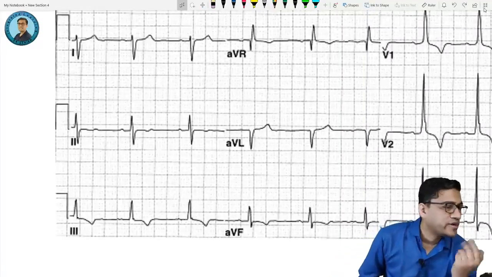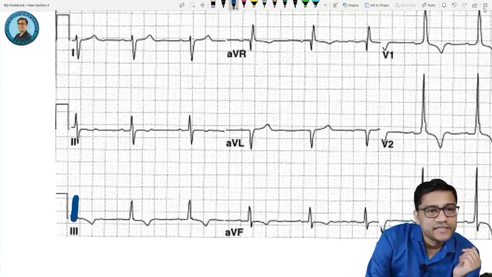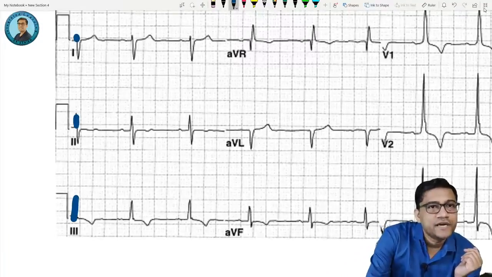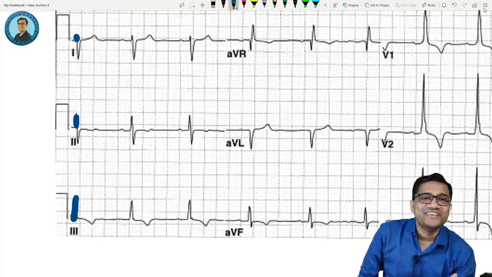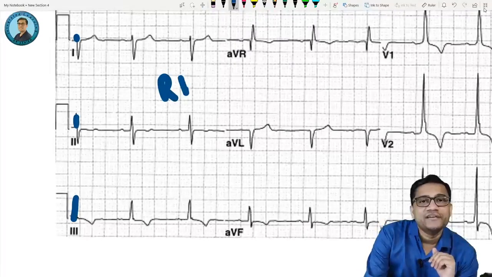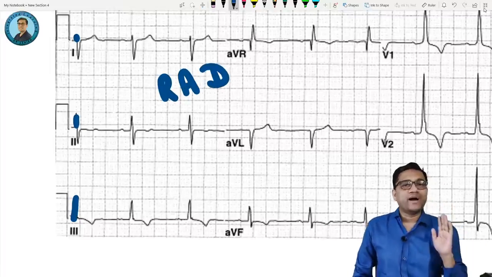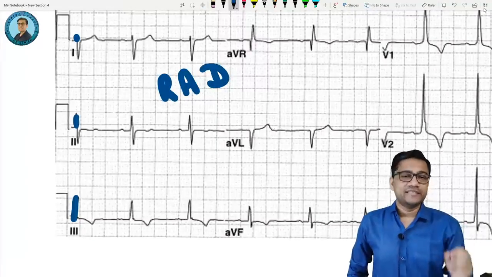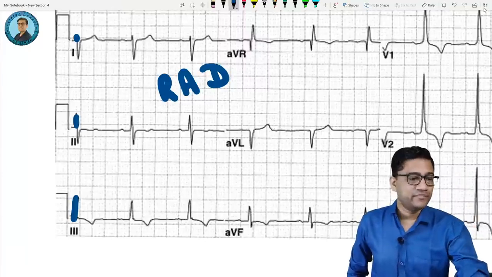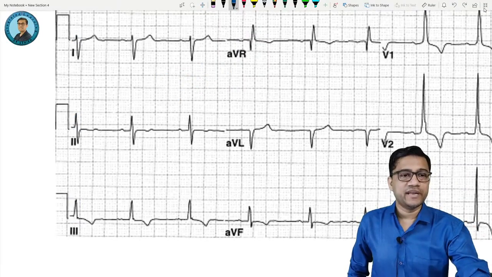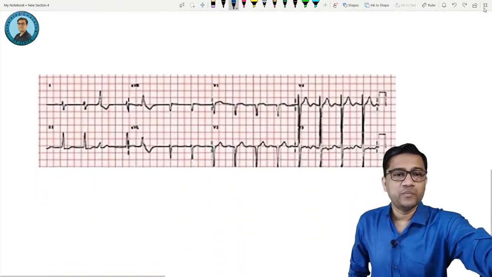Yes, all of you can see it is this, this, and this. So where is biggest? Lead 3. So it's a right axis deviation. Bang on target. All of you bang on target. It's a right axis deviation. Okay, so I'm removing it because they are having other findings also. So I hope it's clear.